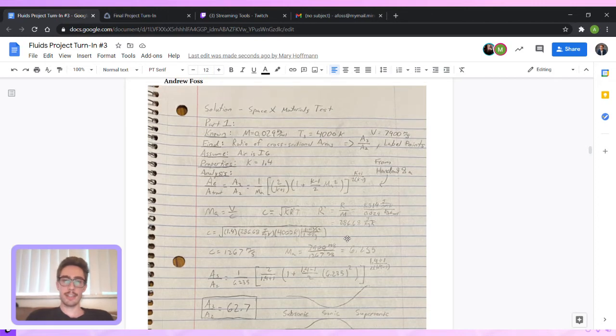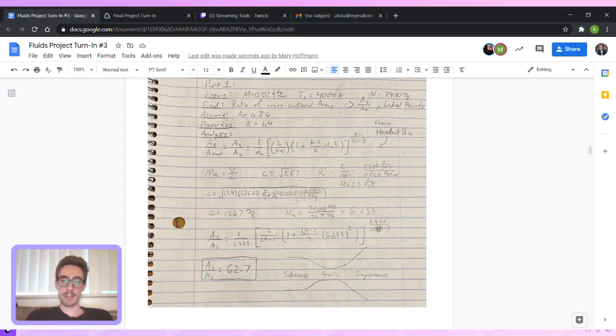For the compressible flow bit, we're trying to find the ratio between the exit and the throat areas. This is an equation we are actually given in the handout, but we don't have some of the terms here, so we need to solve for the Mach number by dividing the velocity by the speed of sound. So we find the speed of sound, find our Mach number, then we can find our ratio between these two areas.